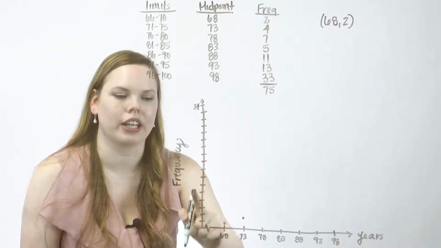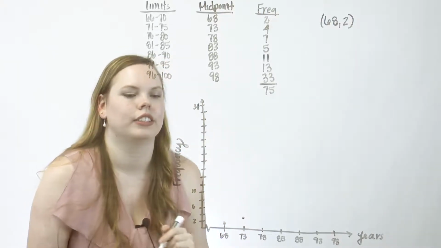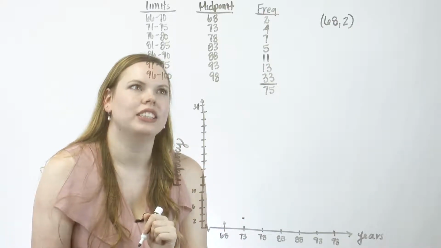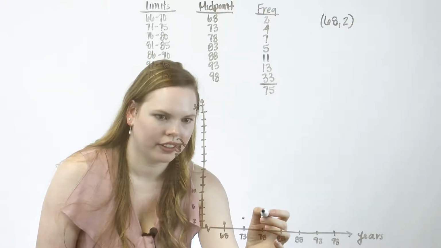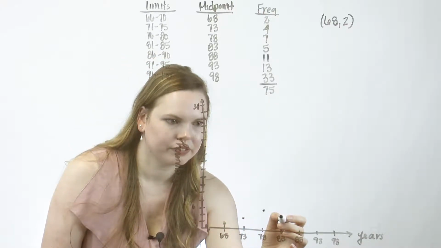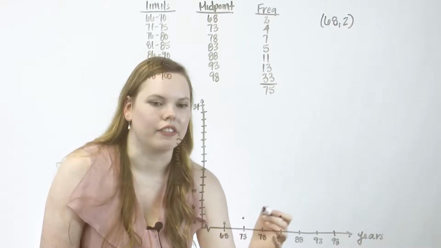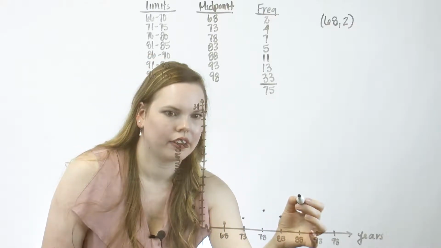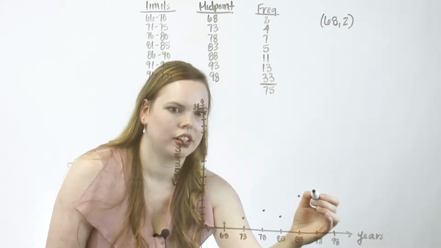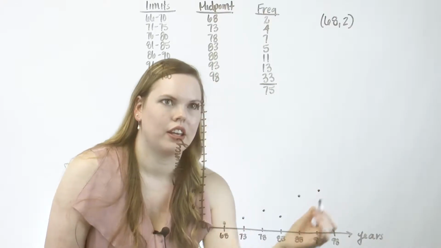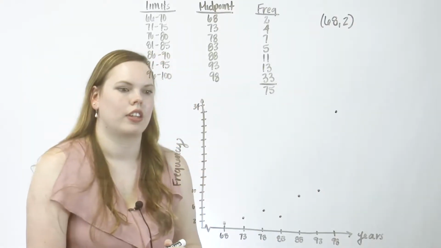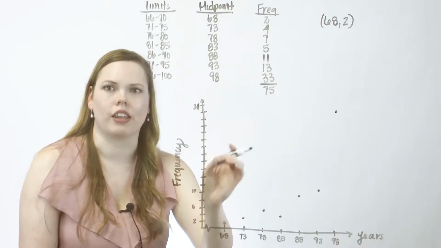I'm counting by 2s once again on this vertical axis. So there's a 2 right here. This one's at 73, 4. 78, 7 is my next one. 83, 5. 88, 11. 93, 13. And then 98, 33. So here's the scatter plot of the midpoint and the frequency.